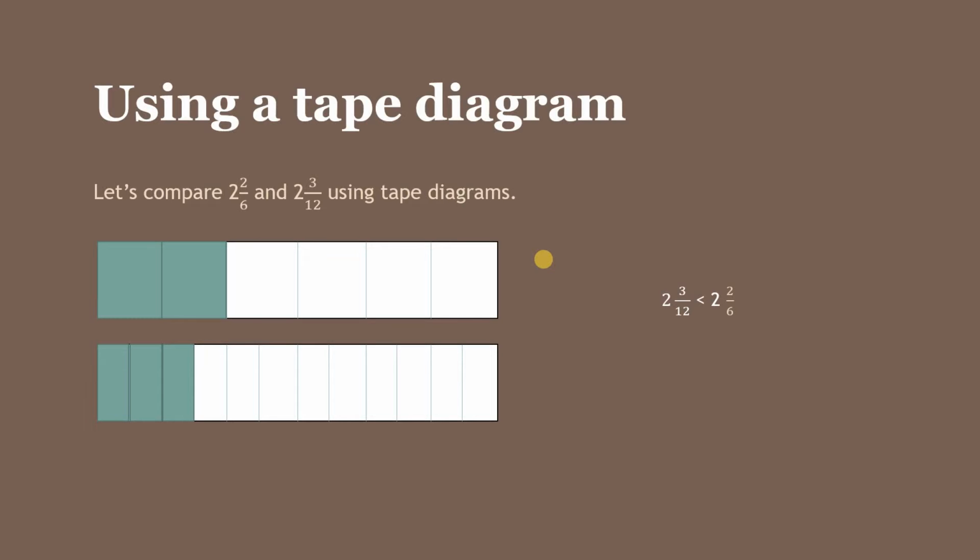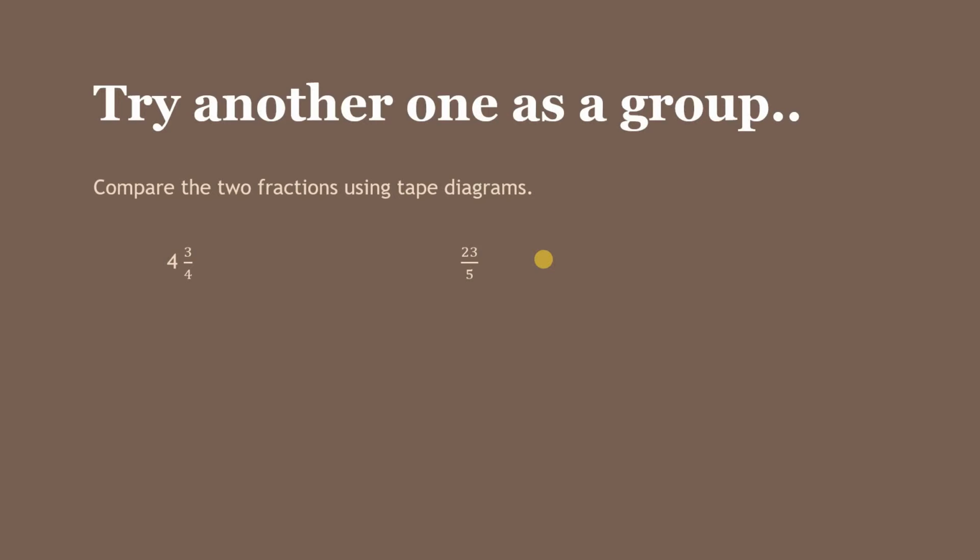With your group, you are now going to try another one. Compare the two fractions using tape diagrams. For this one, notice that one is a mixed number and one is an improper fraction. So what you are going to have to do first is change this number into a mixed number. That will be your first step.